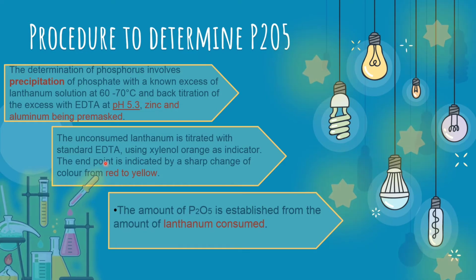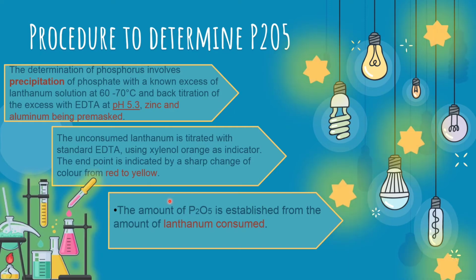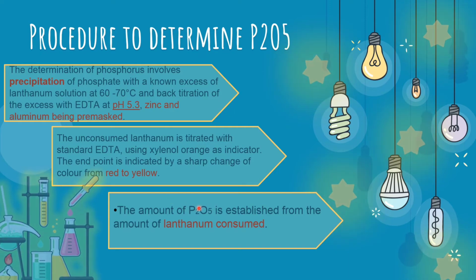Next, after the titration with EDTA, we are going to determine how much unconsumed lanthanum is present by using xylenol orange as an indicator. The endpoint is going to show a sharp change in color from red to yellow, which will show us how much unconsumed lanthanum is present. The amount of phosphate pentoxide is established from the amount of lanthanum that is consumed. So we are going to do the same mathematics by subtracting the volume, and we'll get to know about the pentoxide.